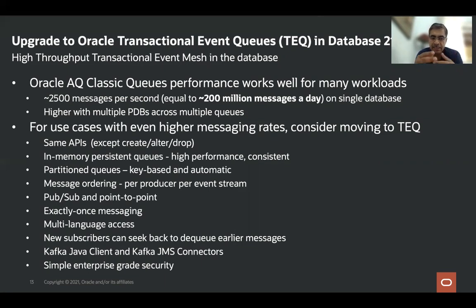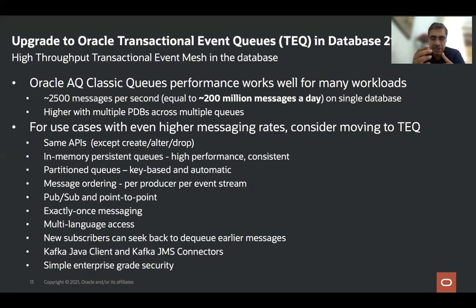They have the same APIs, except for a couple, create, alter, and drop, where you will require some code change. But usually we recommend doing this when your app changes. So if your app is getting upgraded, you can then move from AQ to TEQ, and in the new application version, as you go through its upgrade cycle, use TEQ and test it out. With in-memory persistent queues and high performance, you would probably get anywhere from 5x to 10x performance on a single node itself. And then with RAC scaling, you can get even further performance improvements.